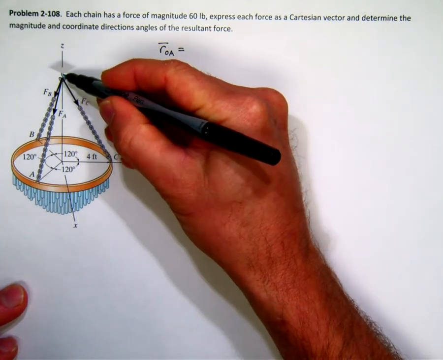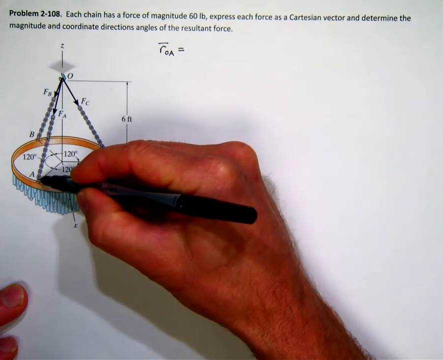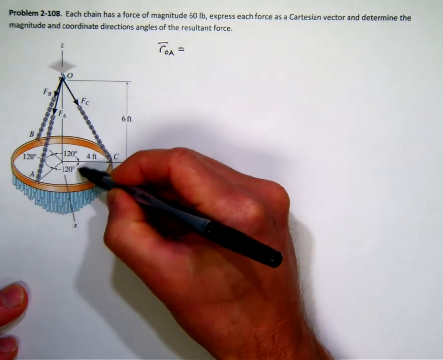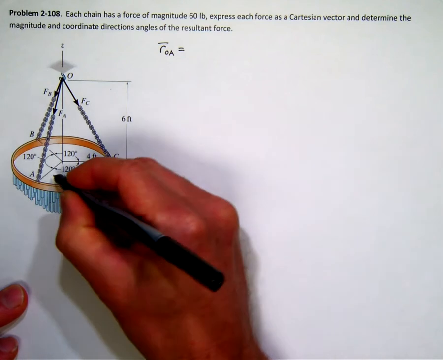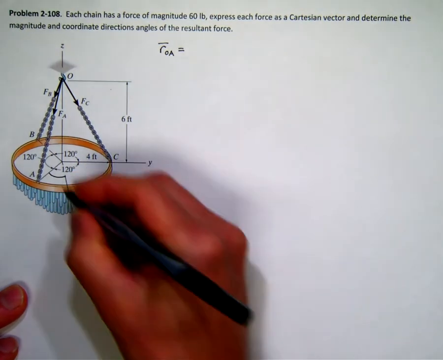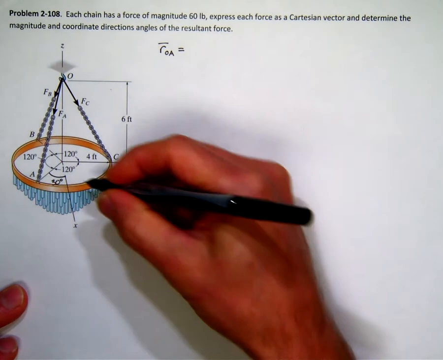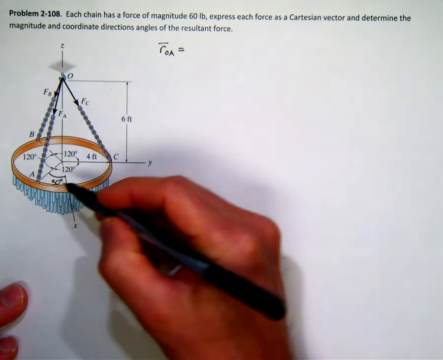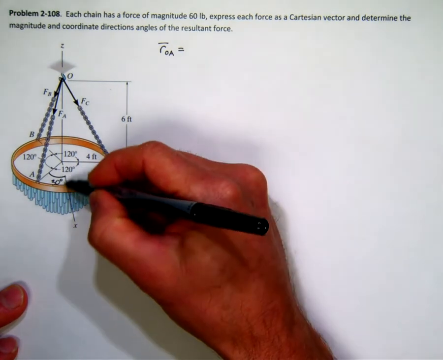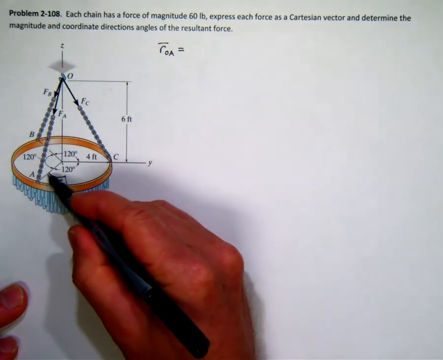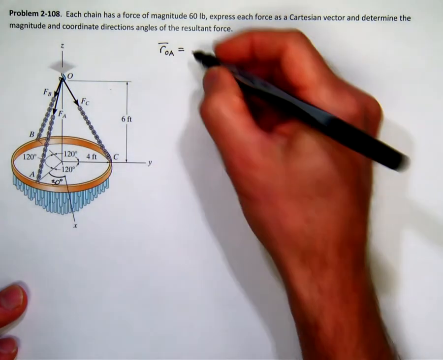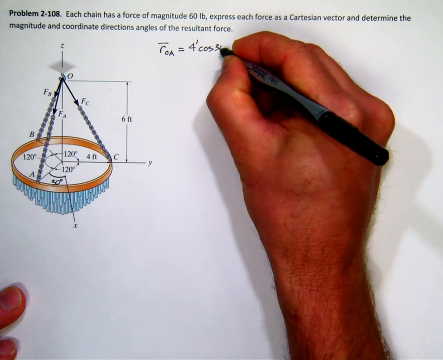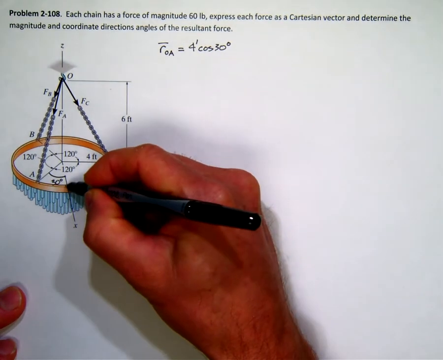So I'm starting here at O and I'm going to A. So in the x direction, what am I going? Well, if this whole angle is 120 and it's 120 off the y-axis, then what's this angle right here? 30. So the x component should be what? The cosine of 30. And then what's the radius of the whole chandelier? 4. So it should be 4 feet times the cosine of 30 degrees. That will give me the x component, and that's positive.